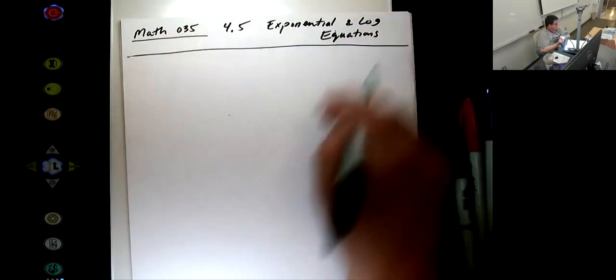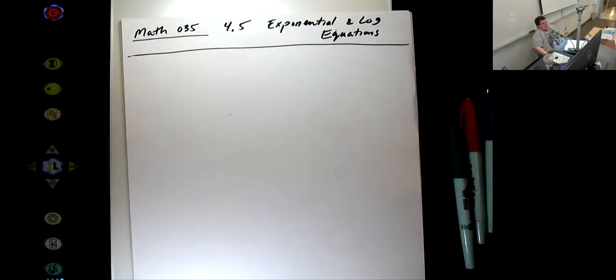So exponential and logarithmic equations. We've done a lot with these in this chapter. Learned about them and stuff like that. Now it's time to start utilizing them.